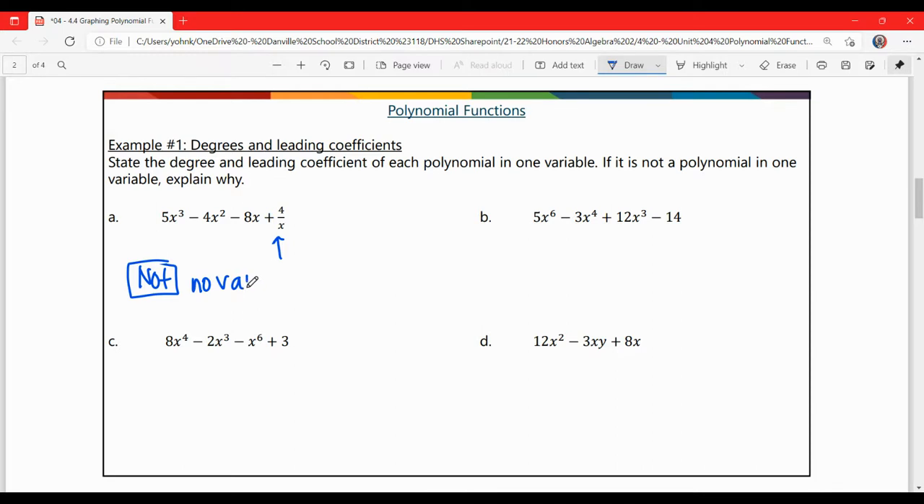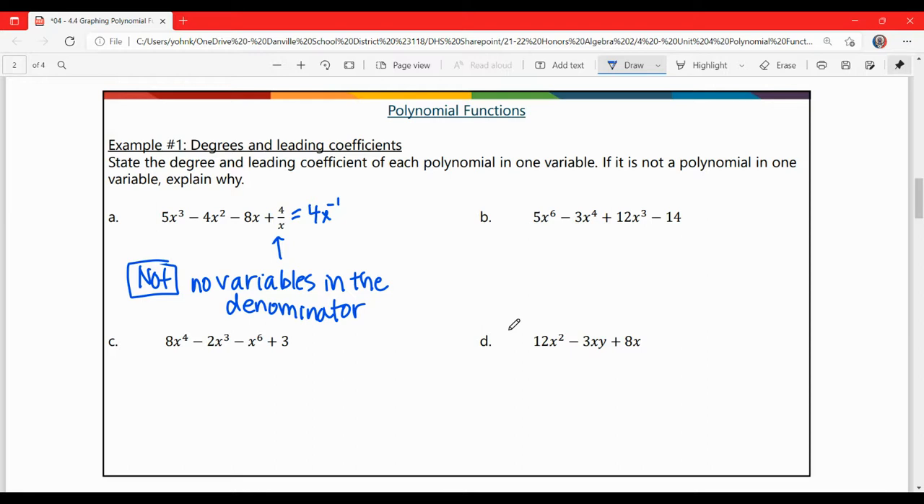No variables in the denominator. You can also remember that another way to say 4 over x is 4x to the negative 1. And you're not allowed to have negative exponents either.